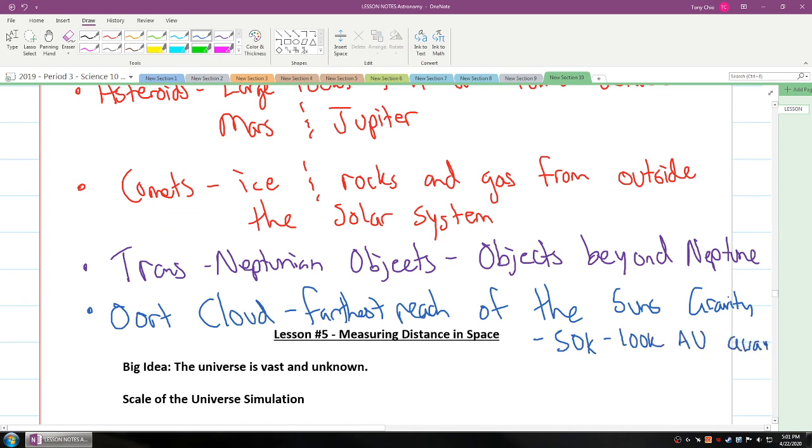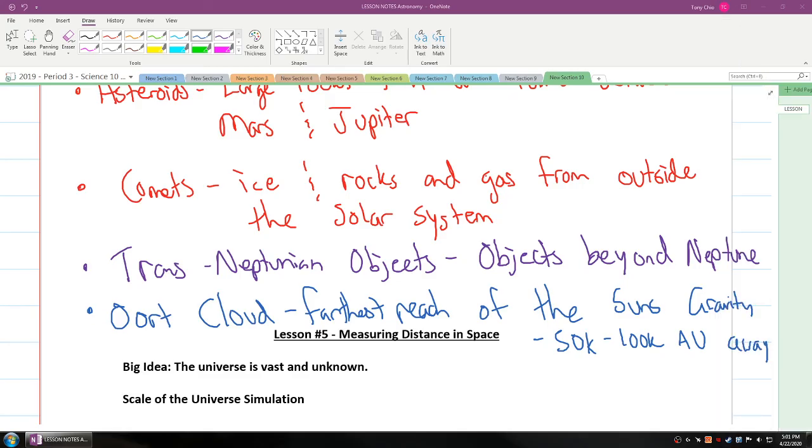Now, what is an astronomical unit? Well, an astronomical unit is a measurement of distance, the distance from the Earth to the Sun, and it's approximately 150 million kilometers. So when we're talking about 100,000 astronomical units, that's 100,000 times the distance from the Earth to the Sun. That's a pretty far distance.